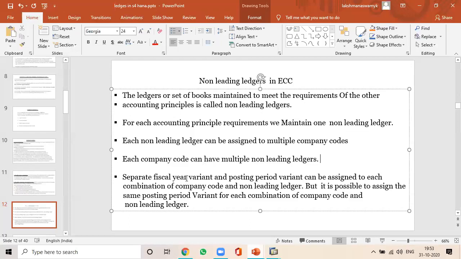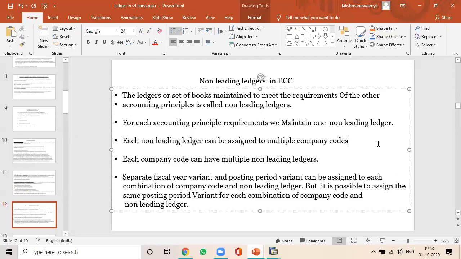Separate fiscal year variant and posting period variant can be assigned to each combination of company code and non-leading ledger. See, suppose for example you are in India. So our leading ledger is following Indian accounting standards. In India, fiscal year is April to March. So for the leading ledger, fiscal year variant is V3.